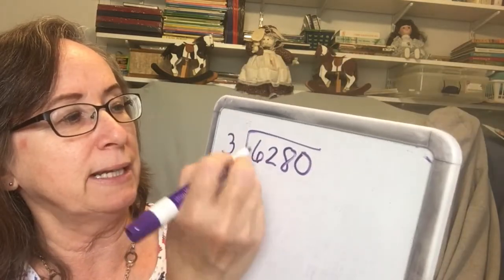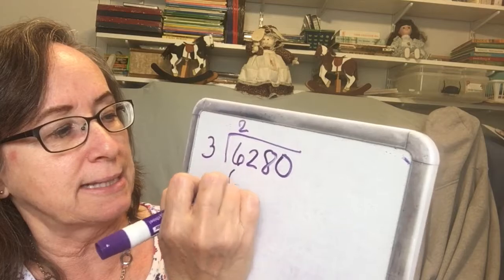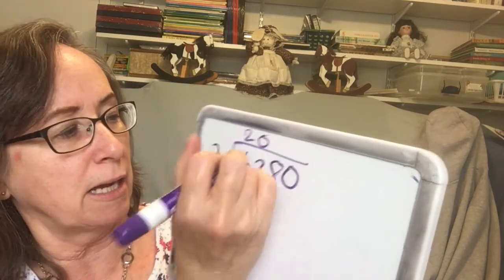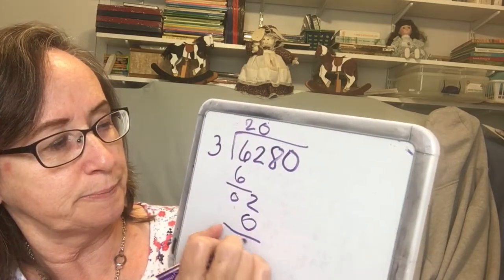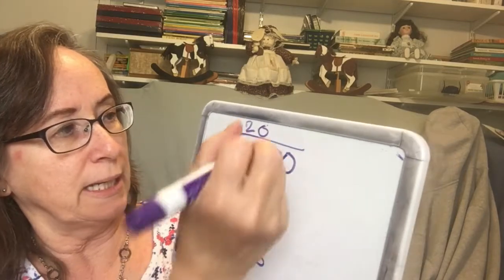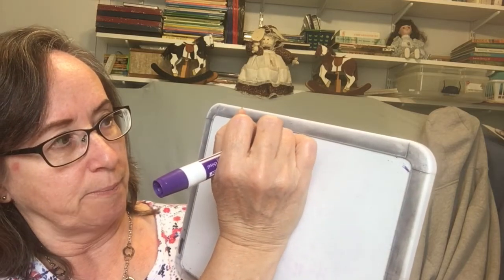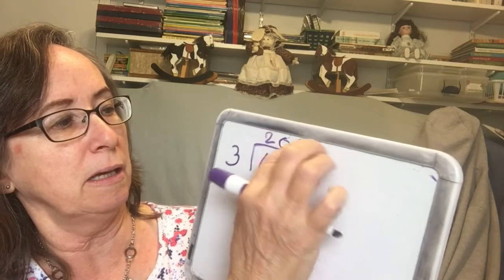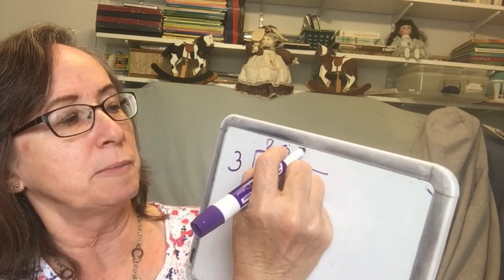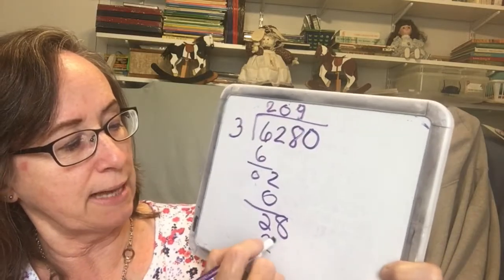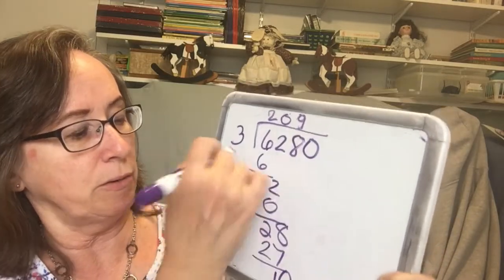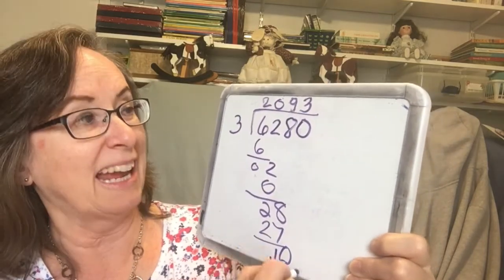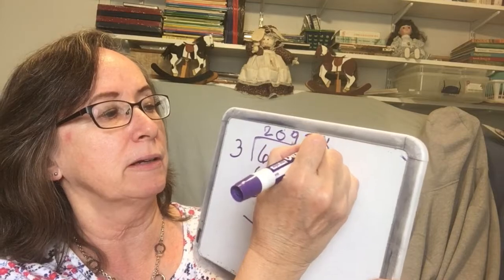So we're going to say 3 into 6 is 2. 2 times 3 is 6. 3 into 2 goes 0 times. 0 times 3 is 0. 3 into 28 is going to go 9 times. 9 times 3 is 27. 1, 0. 3 into 10 goes 3 times. 3 times 3 is 9. And I have 1 left over, so that's going to be 1/3.